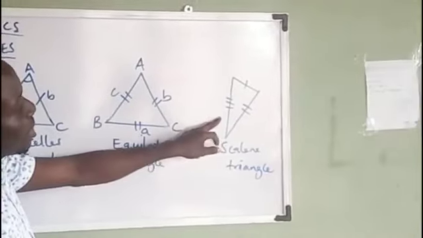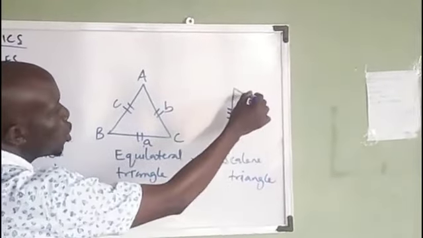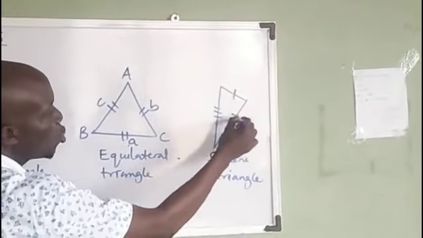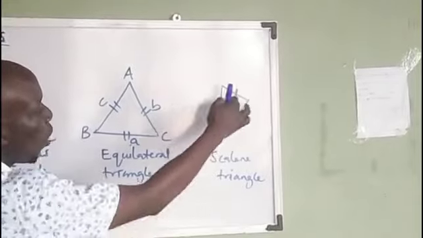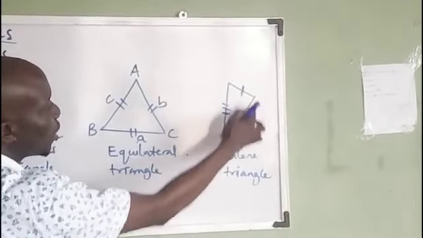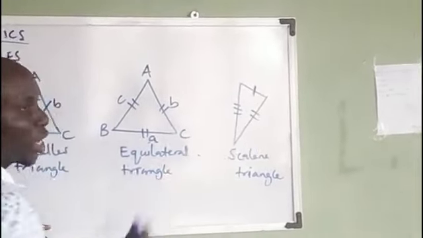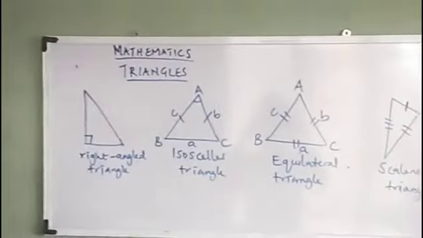Then, look at the scalene triangle. I put just one mark here, two here, three here. What this means technically is that none of the three sides are equal. Is that got to now?